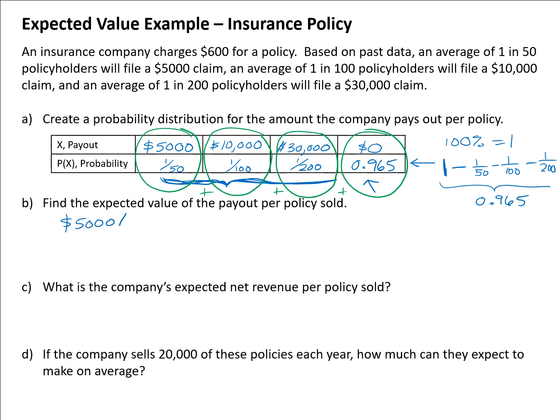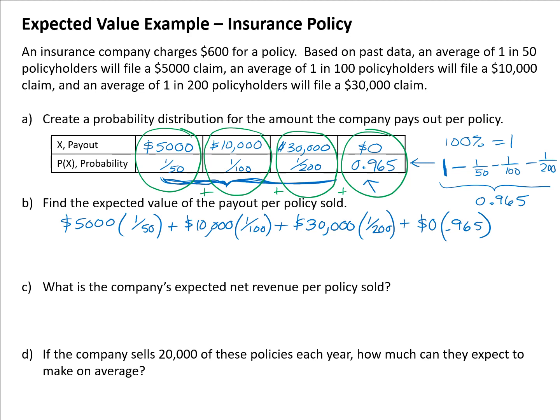5,000 times 1 over 50 plus 10,000 times 1 over 100 plus 30,000 times 1 over 200 plus 0 times 0.965. All right, multiplying that all out, as we've talked about before, multiplying, adding, all with your scientific calculator makes it really nice. We should get a value of $350.